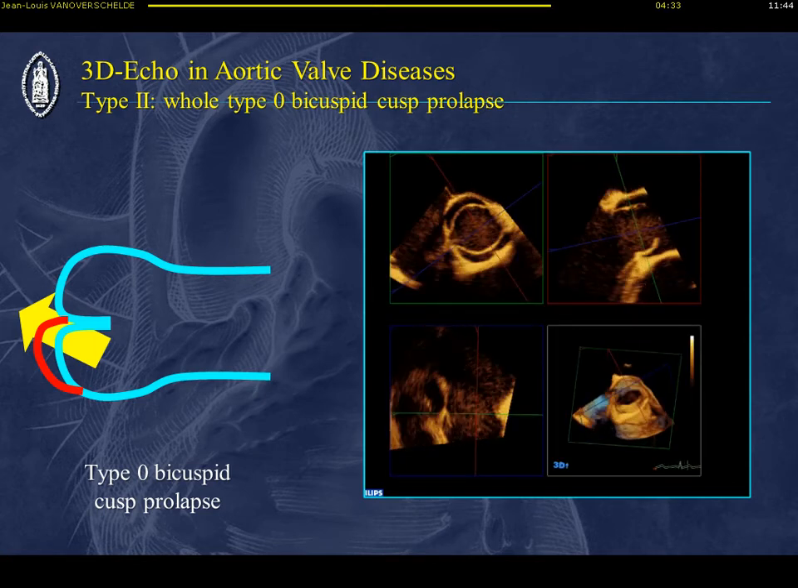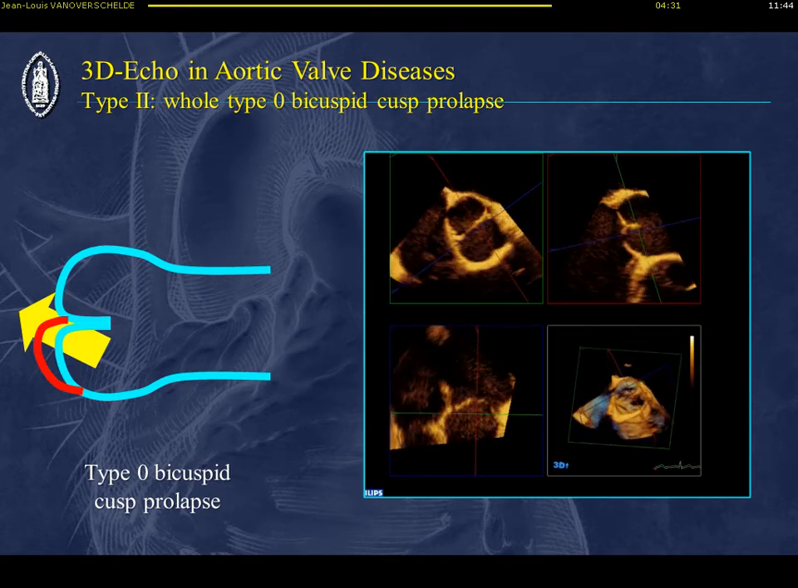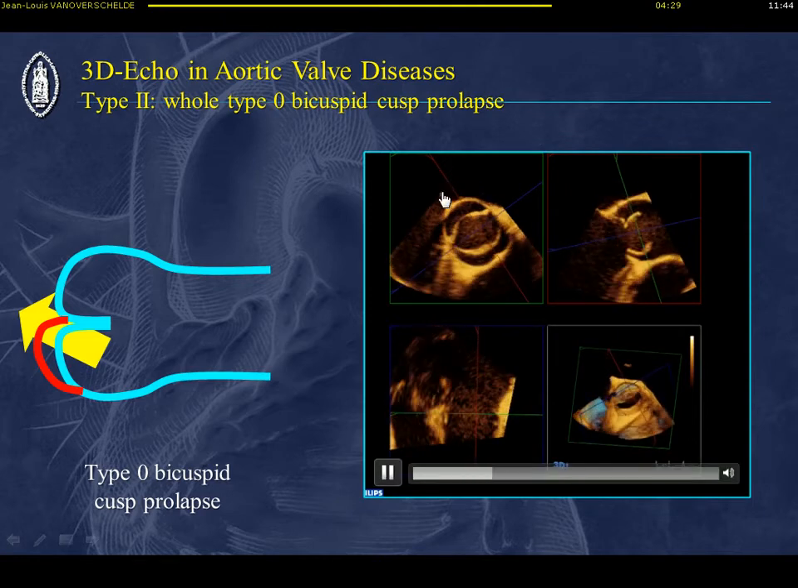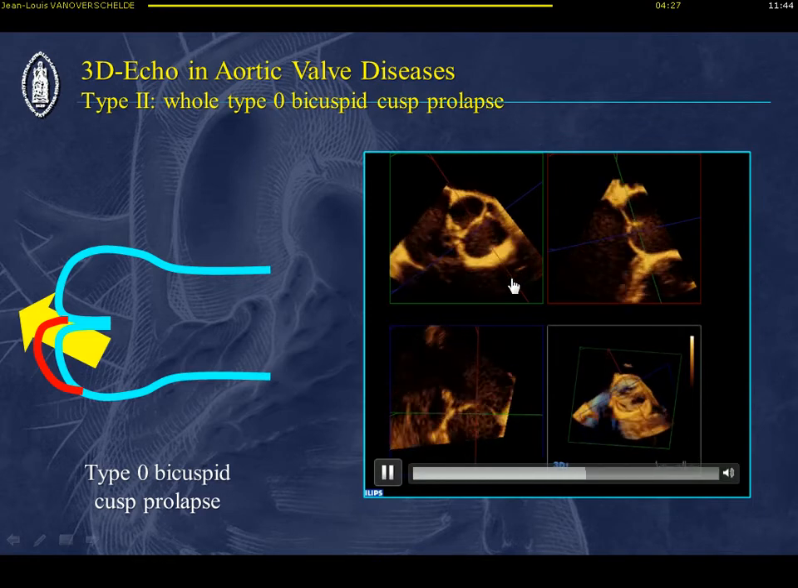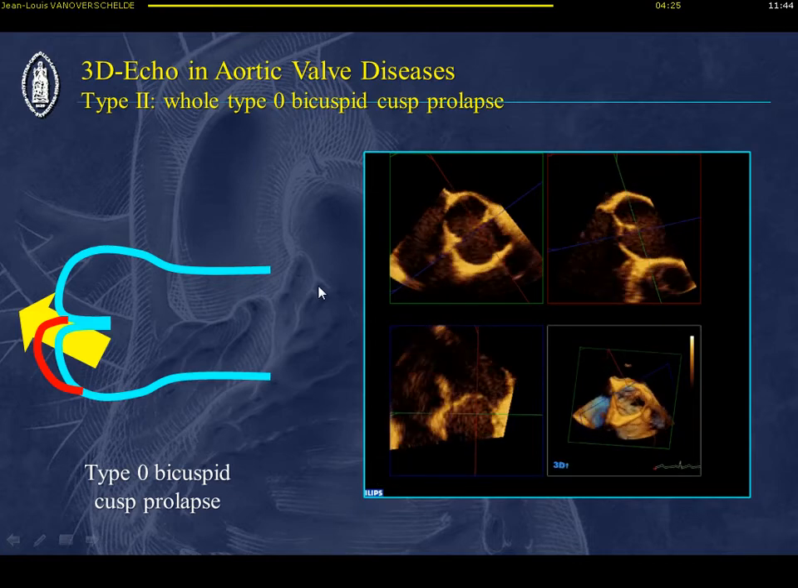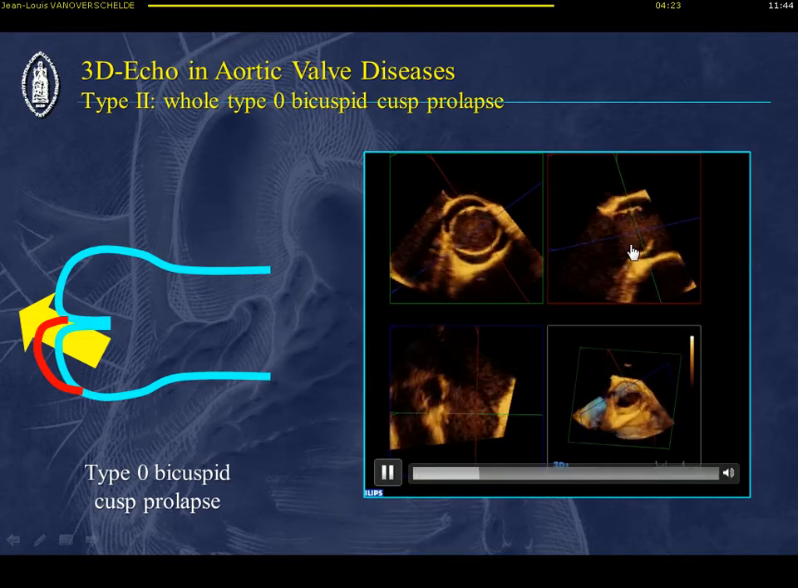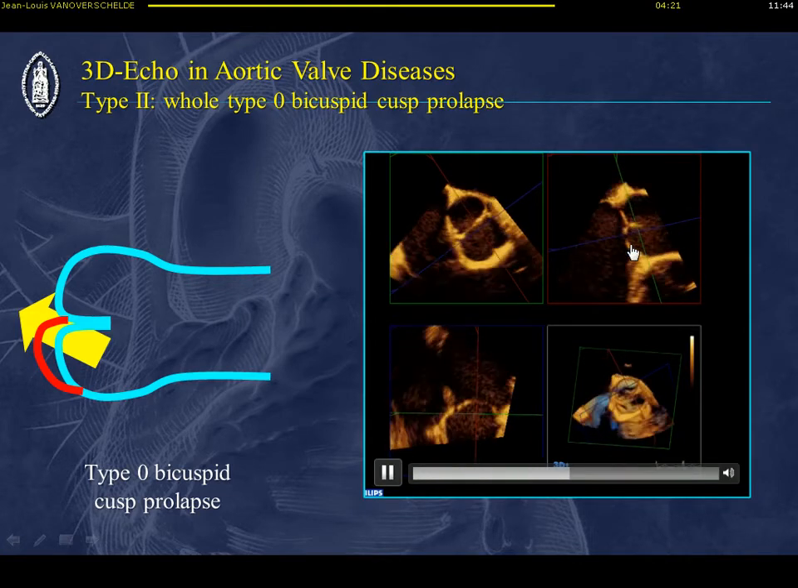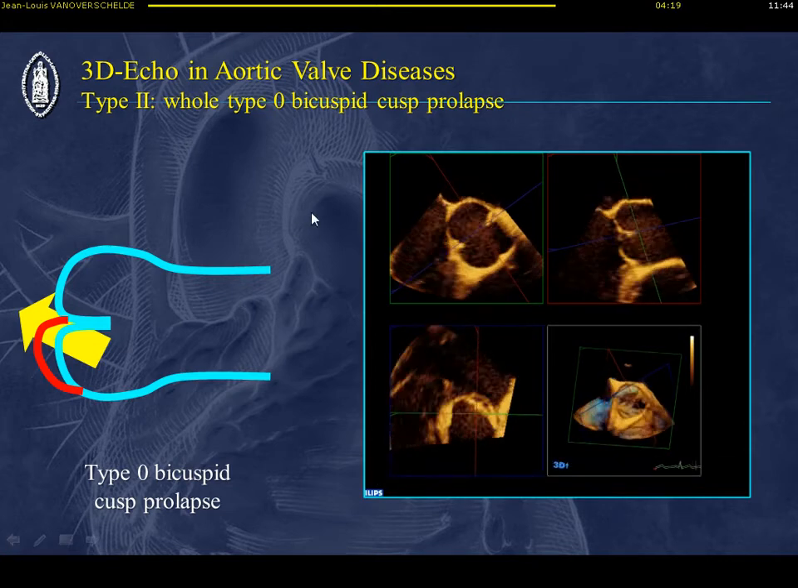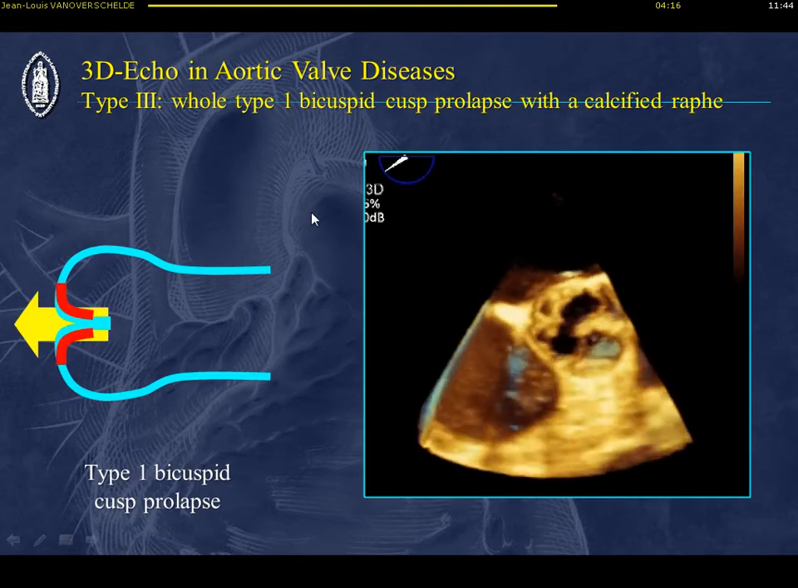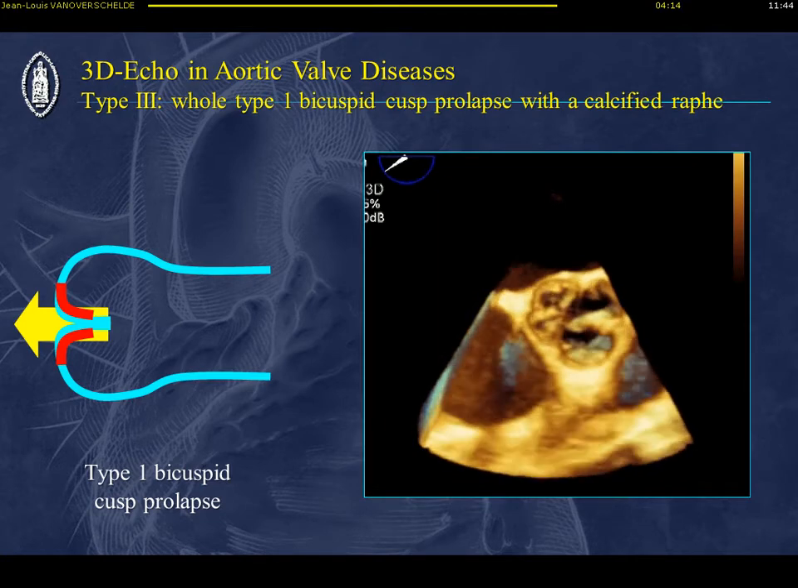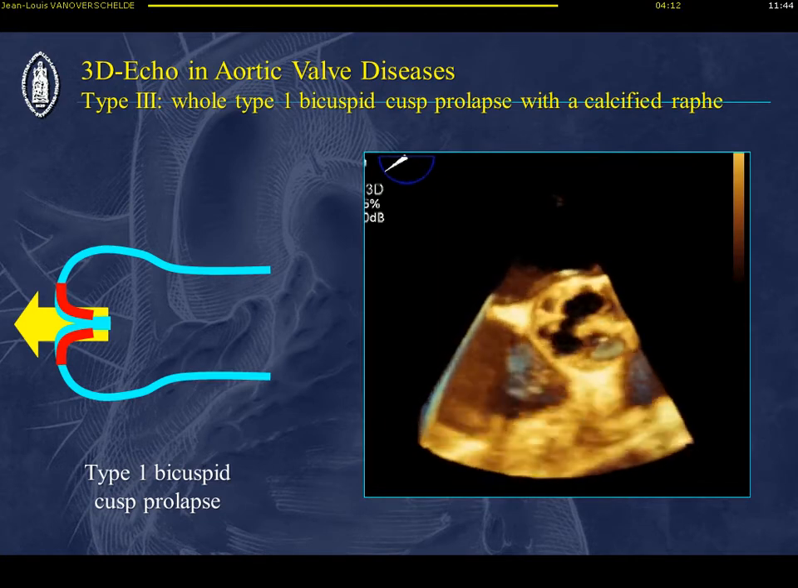So you have to go into the cropping capabilities, and there, again, you are able to make a perpendicular cross-section, which you are unable to do with 2D echocardiography, and you see that the anterior cusp is prolapsing below the posterior cusp. Also very interesting is to look at the type 3 dysfunctions.